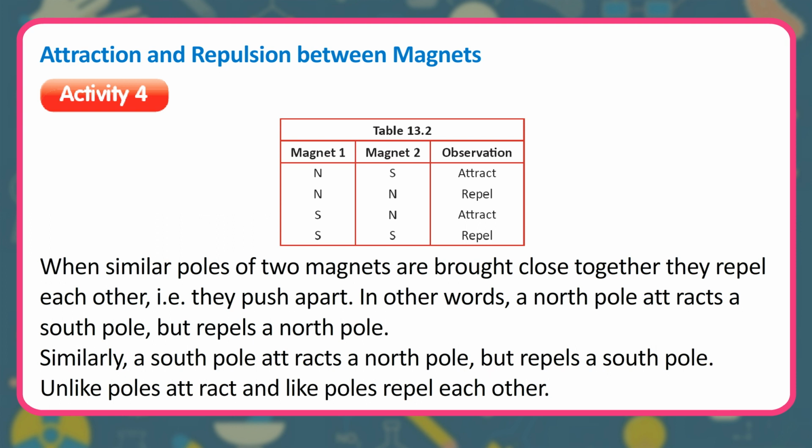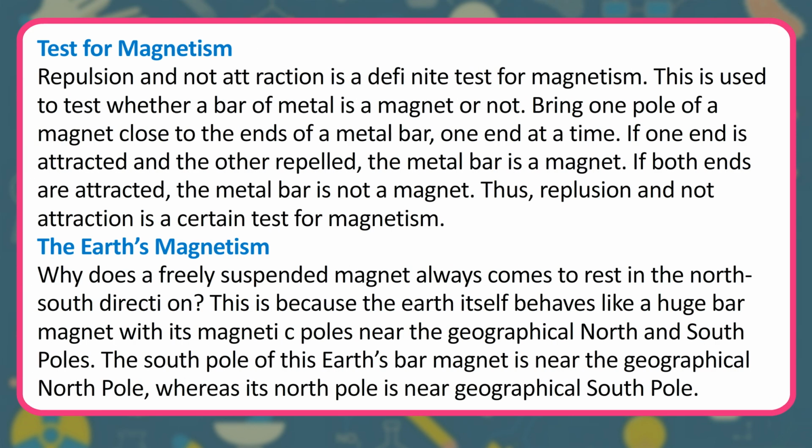In other words, a north pole attracts a south pole, but repels a north pole. Similarly, a south pole attracts a north pole, but repels a south pole. Unlike poles attract and like poles repel each other. Test for magnetism. Repulsion and not attraction is a definite test for magnetism. This is used to test whether a bar of metal is a magnet or not.